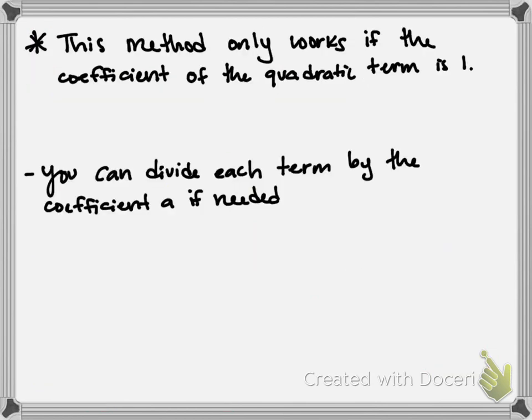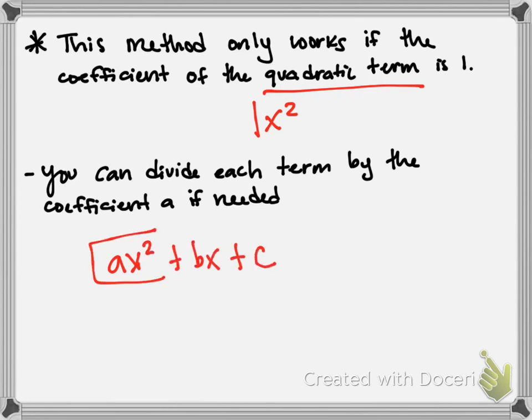All right, this method of completing the square only works if the coefficient of the quadratic term is 1. So remember, the quadratic term is x squared. So it only works if it's 1x squared. All right, we can divide each term by the coefficient a if needed. Remember, standard form of a quadratic, ax squared plus bx plus c. We want this a to be 1. So if it's not 1, we can divide each term in our quadratic by the coefficient a.